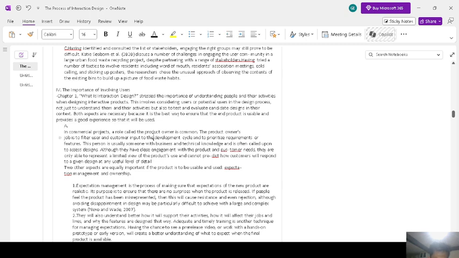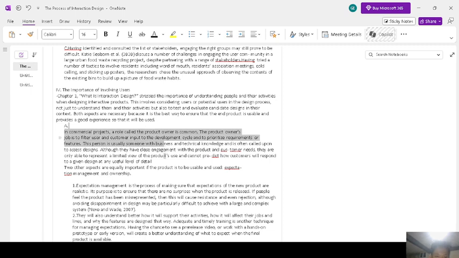Both aspects are necessary because it is the best way to ensure that the end product is usable and provides a good experience so that it will be used. So you don't just study the people, but also their activities when interacting with the products. So these are basically studying the users' interaction with the product.